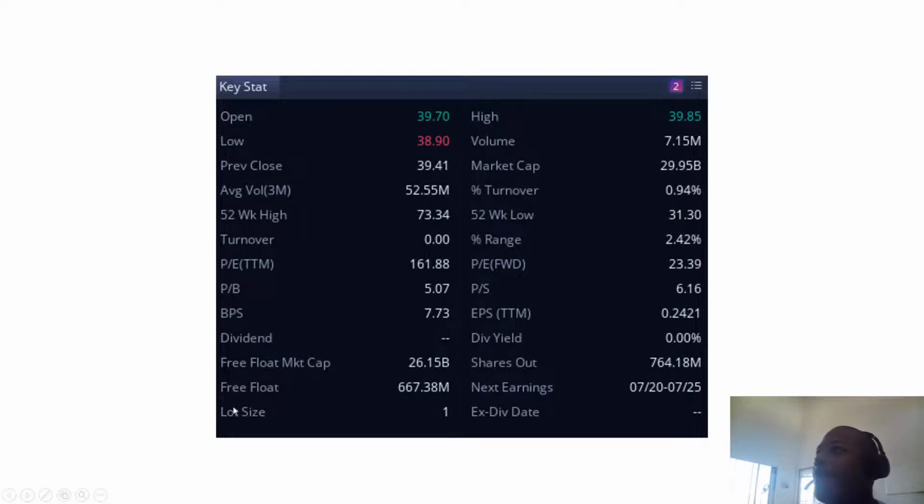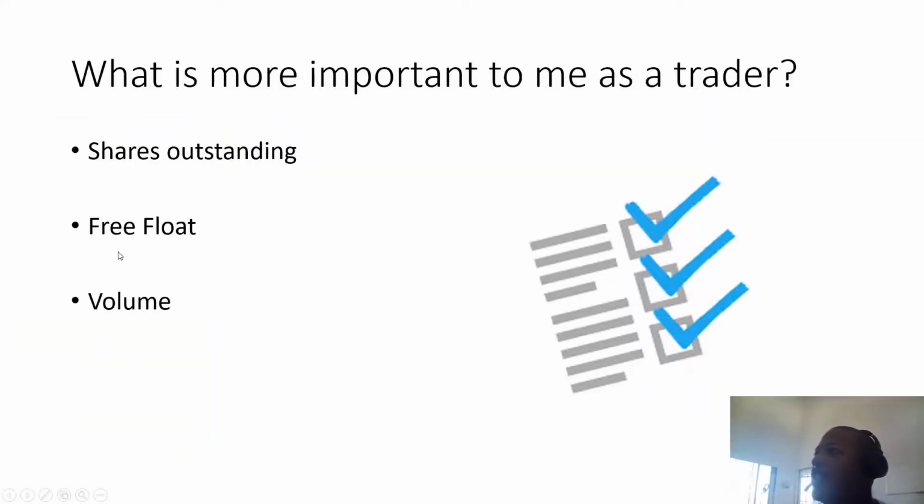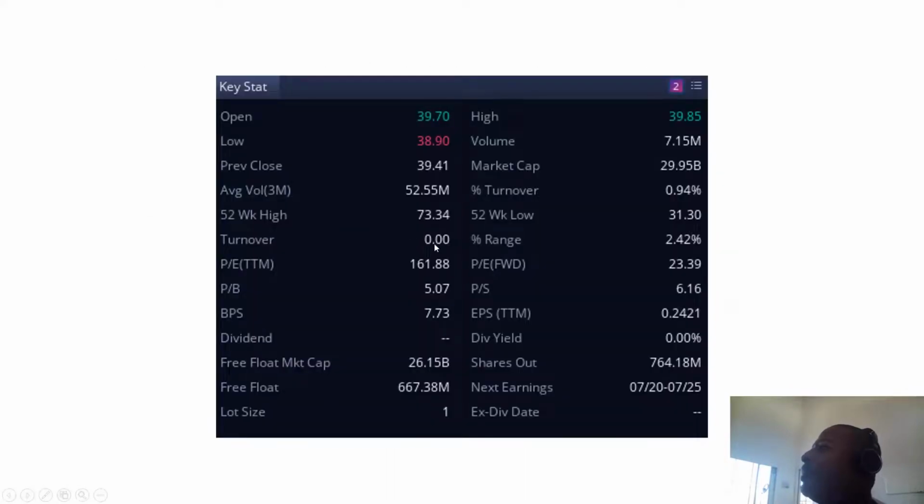All right. Again, what's important to me as a trader: shares outstanding, free float, and the amount of volume that's being traded versus the average volume. I'm looking at this, this, and this. I'm looking at this first compared to this, and I want to see how much volume is happening versus the average volume.